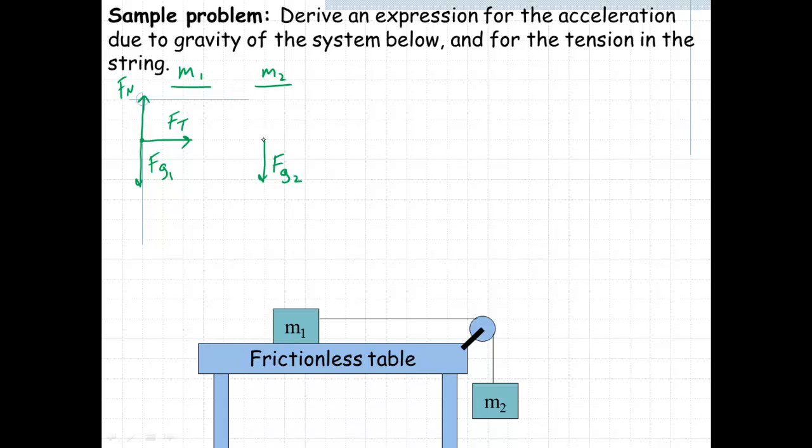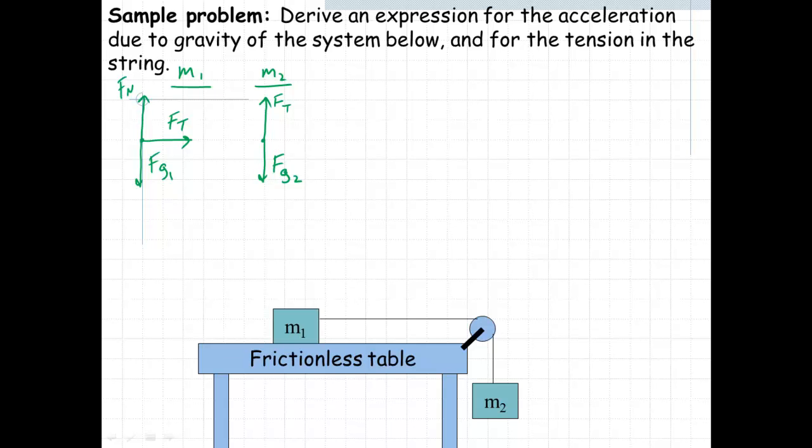Now there's also going to be a force of tension pulling upward. This force of tension pulling upward is going to be equal to this force of tension because it's the same string. So we're noticing that this horizontal force is going to be somehow related to these vertical forces.